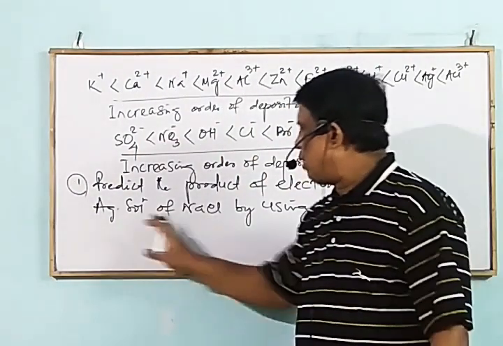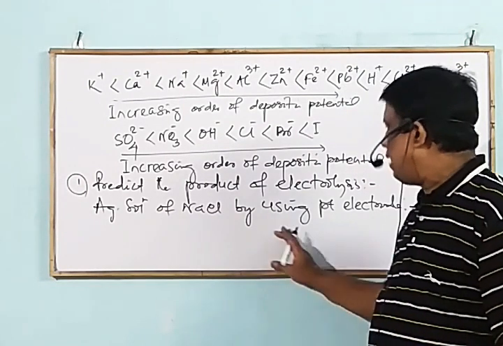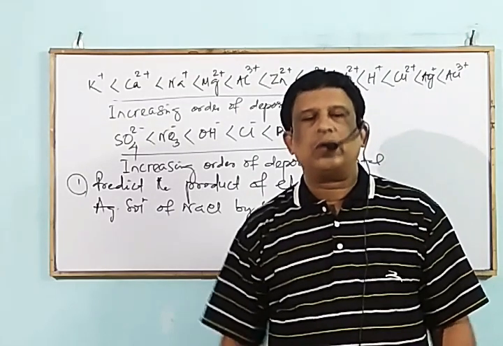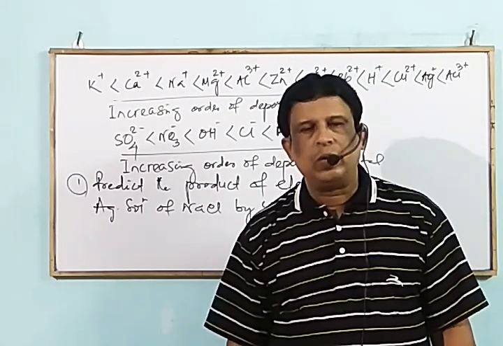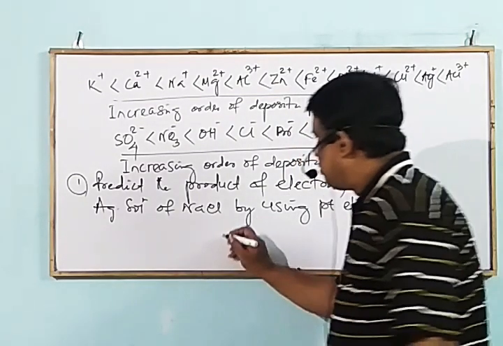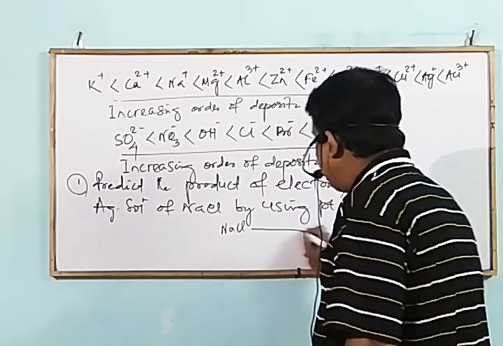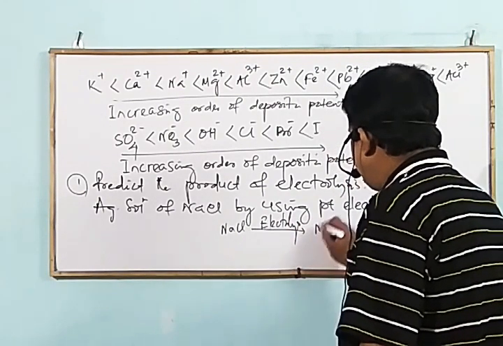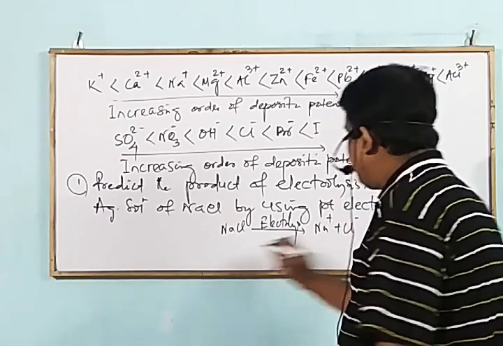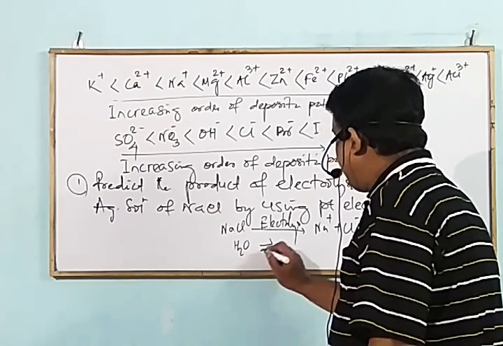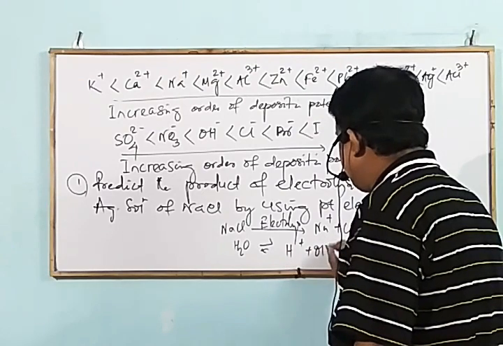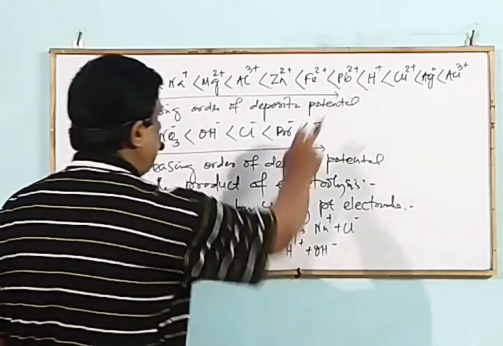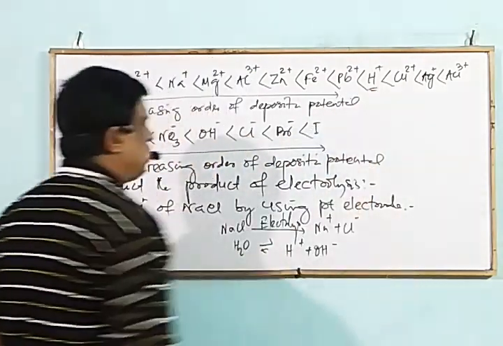Aqueous solution of sodium chloride undergoes electrolysis by using platinum electrode. Predict the product. What happened at cathode? What happened at anode? Mark that. So sodium chloride on electrolysis breaks down to Na+ and Cl-, H2O breaks down to H+ and OH-. So mark that, two types of cation are there, Na+ and H+. H+ has higher deposition potential.